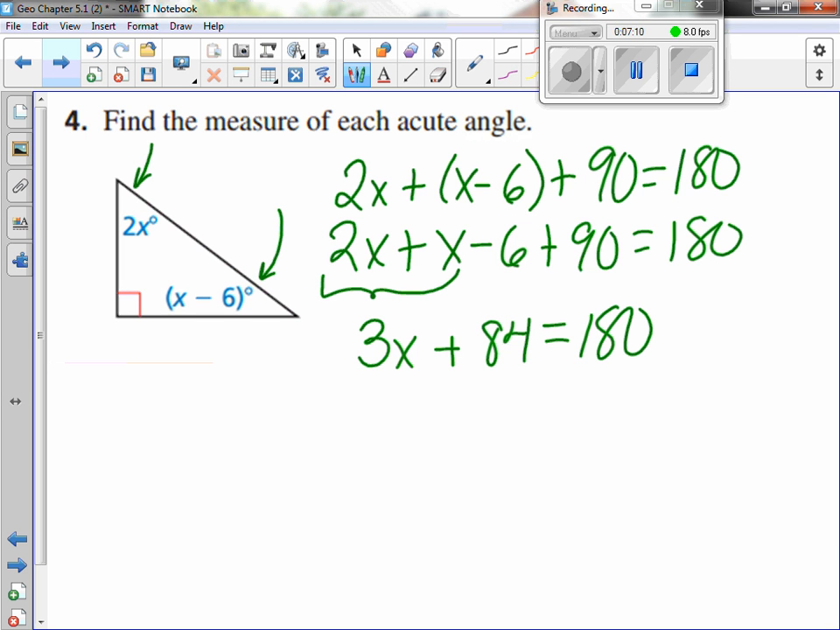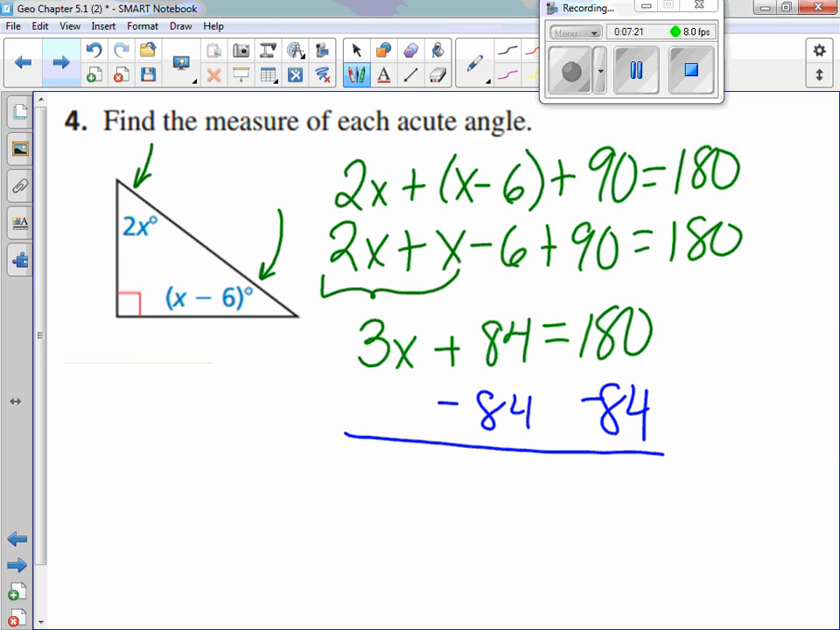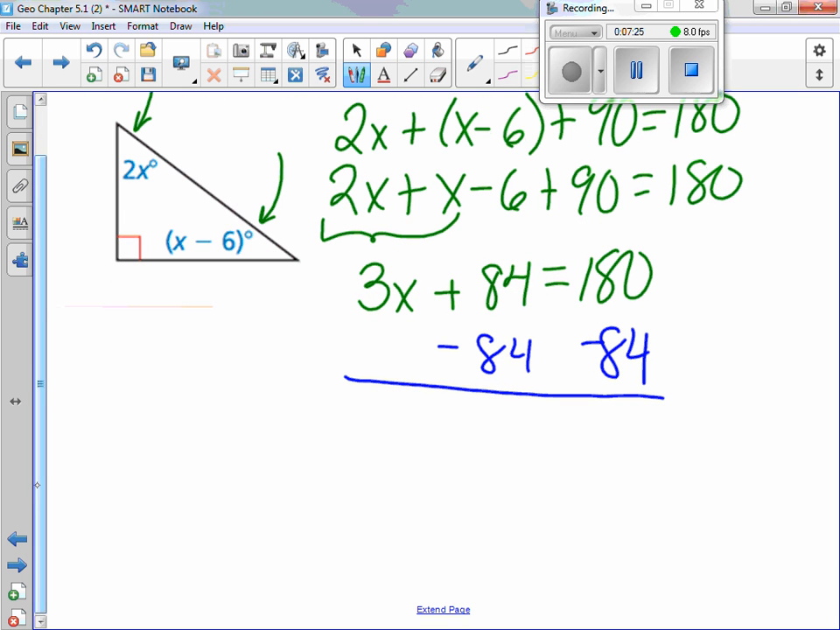So we've combined all the like terms, yes? Now we need to get x by itself. So what's our first step in getting x by itself? We can subtract 84 from both sides, because that's going to be the easiest step to do first. And when I subtract 84 from both sides, I get 3x is equal to 96, because 180 minus 84 would give us 96.